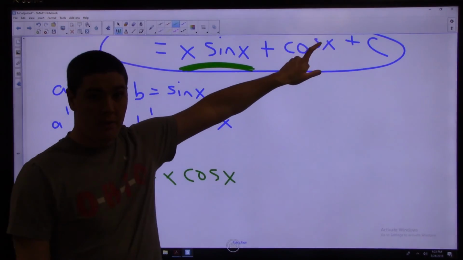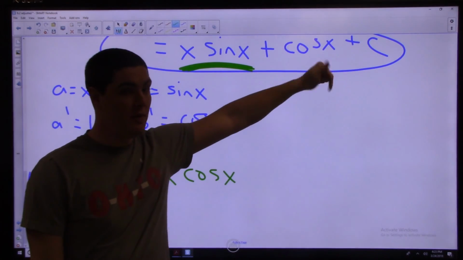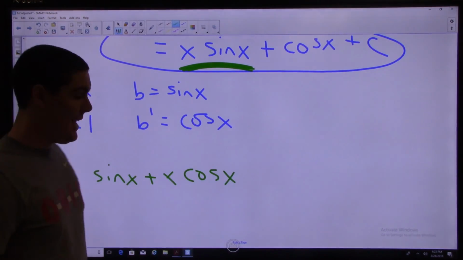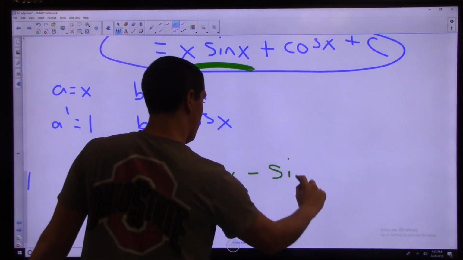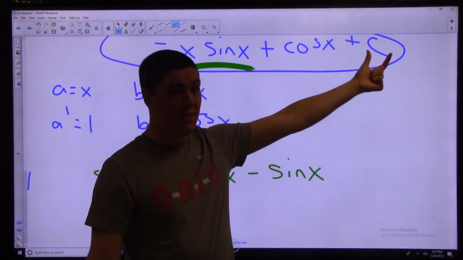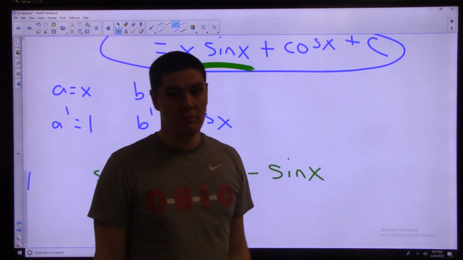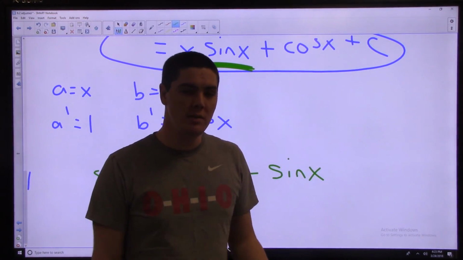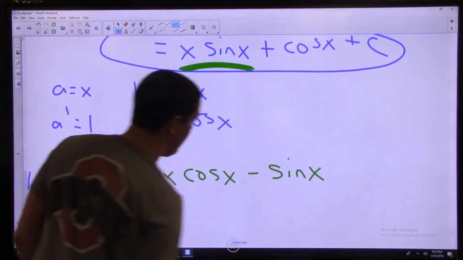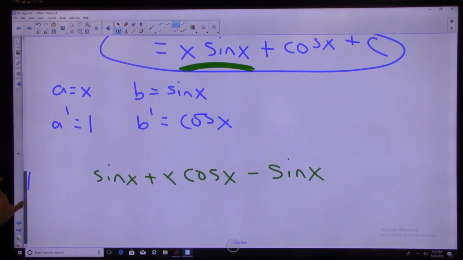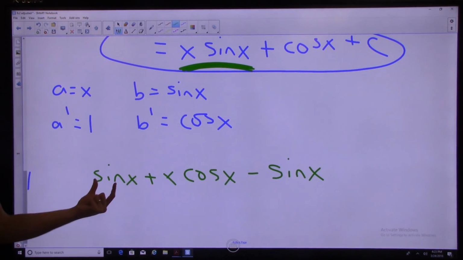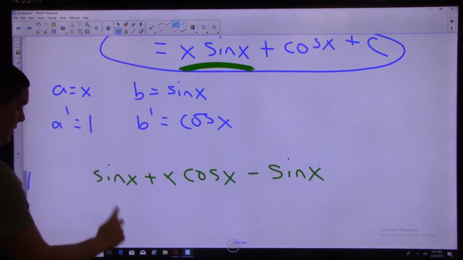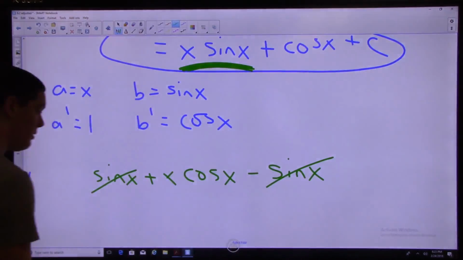Now what is the derivative of cosine? Derivative, not antiderivative. The answer is negative sine. What's the derivative of c? Derivative of a constant is always 0, so we don't need to write it. You can say plus 0 there if you want. Now look at what we have, guys. This is kind of cool. We have a sine x here, we have a negative sine x here. Those will cancel.